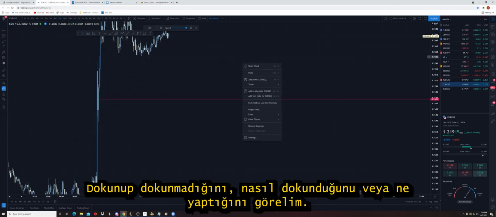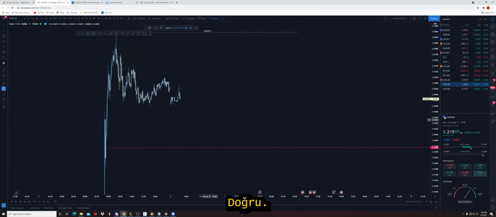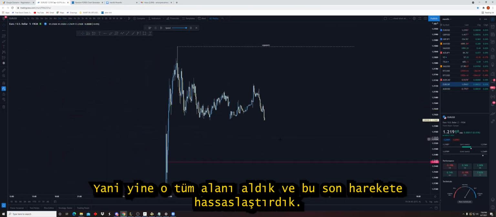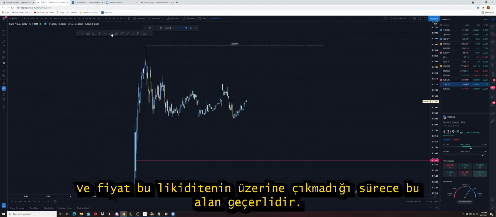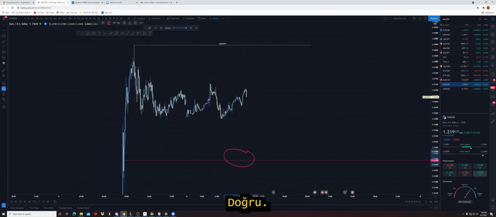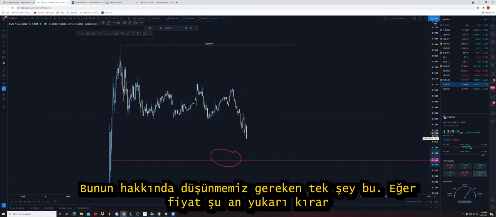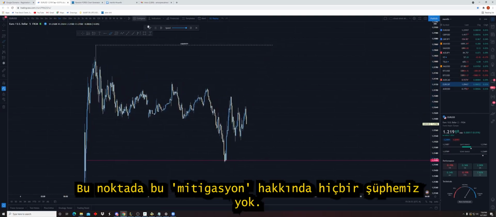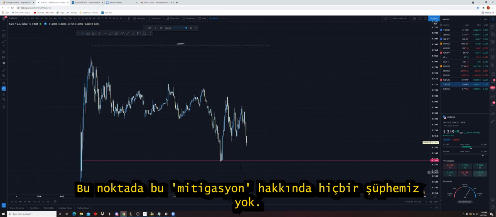Let's see if it taps or how it taps or what it does, right? So again, we've taken that whole area and refined to this last move right here. And as long as price doesn't get above this liquidity, this area is valid, right? That's how we have to think about it. If price is to break up right now and get above this, we don't care about it anymore. So again, take a look at that, right? We have no question at this point about this mitigation.